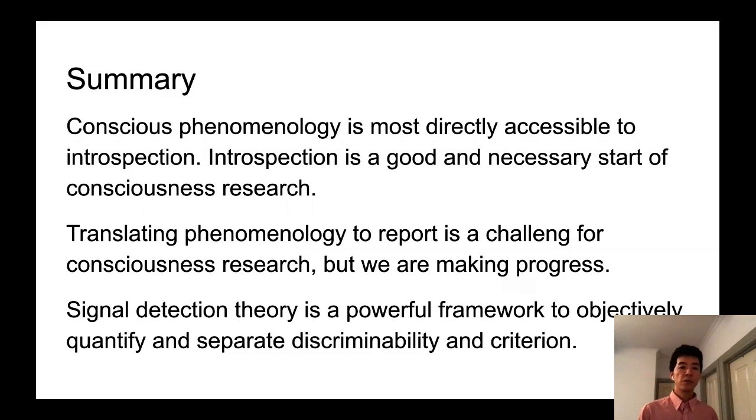And I introduced one of the fundamental methods, called signal detection theory, as a powerful framework to objectively quantify and separate discriminability and criterion. And this can be used as a sort of guiding principle for your own work, and also when you read a paper about phenomenological reports, you can consider these aspects of the paper. And we'll go to the neuronal measure in the next video.